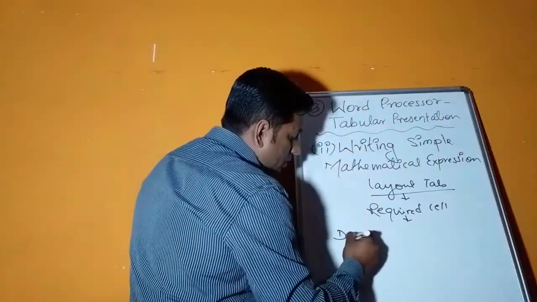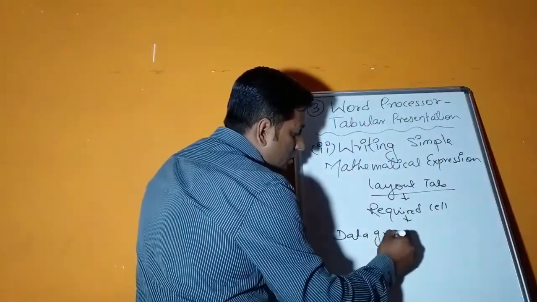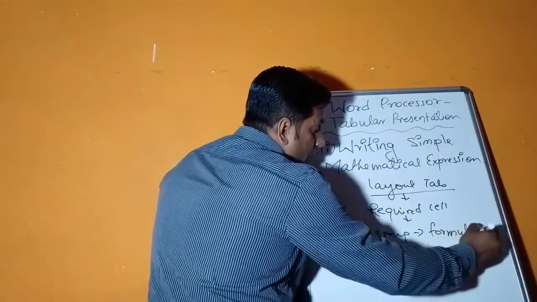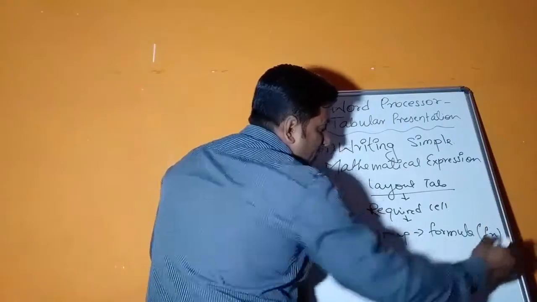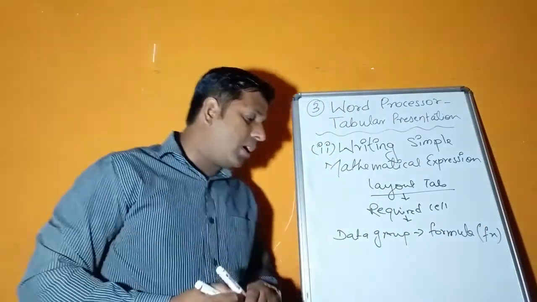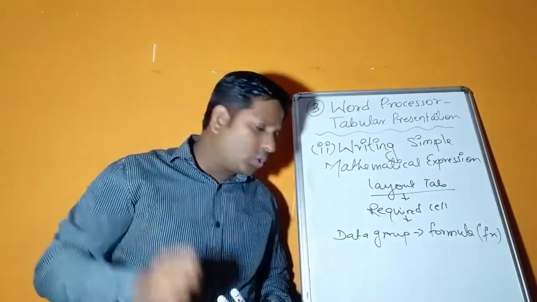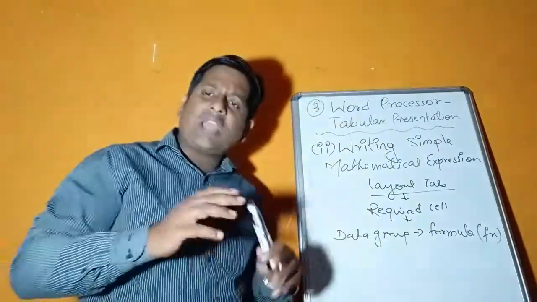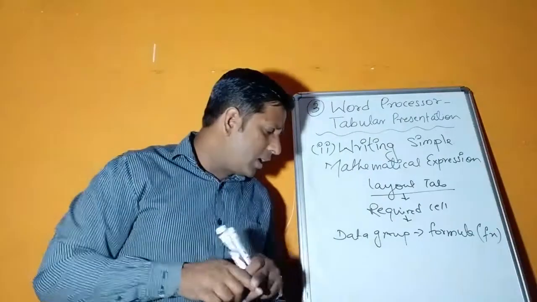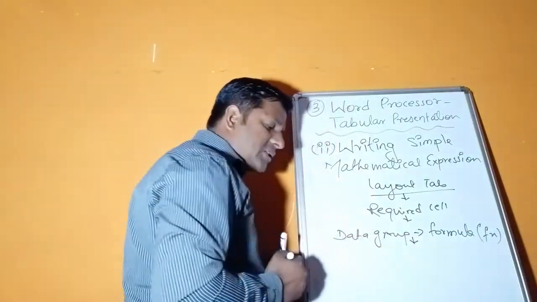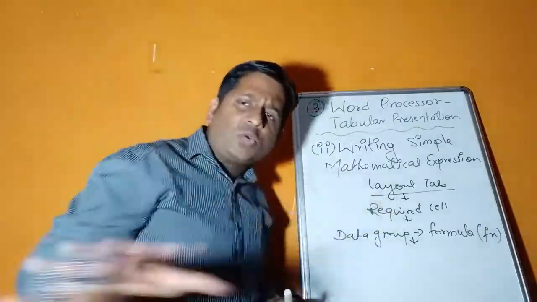From the data group, you have to click formula. The symbol you'll get is fx. You'll get the formula in the data group indicated by fx. You need to click that. The formula dialog box will appear, a small box. Then you have to delete the text. Whatever text is written there, you need to delete that.